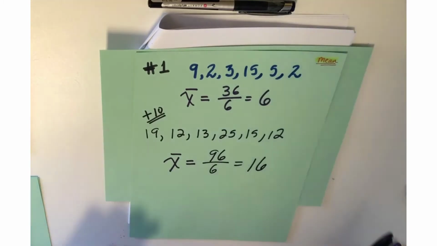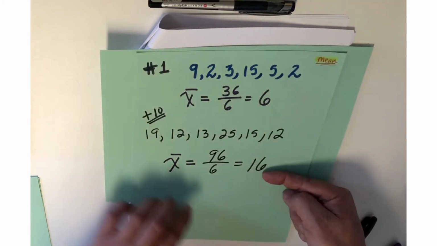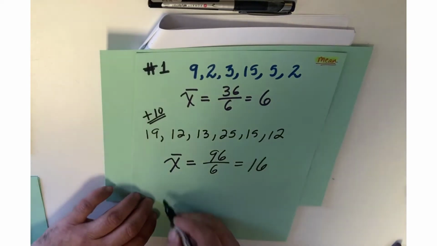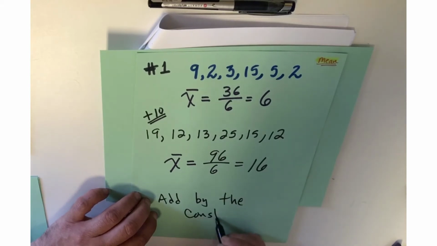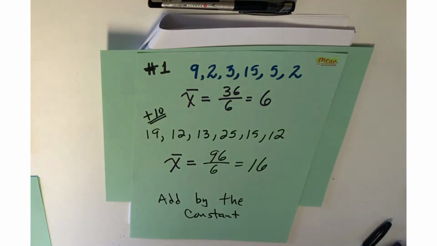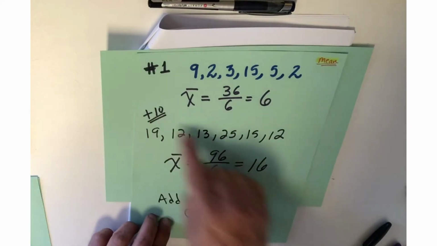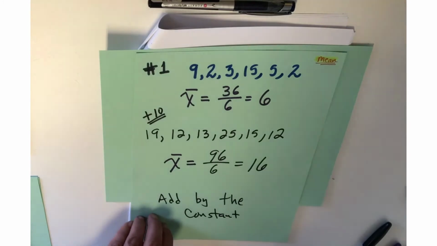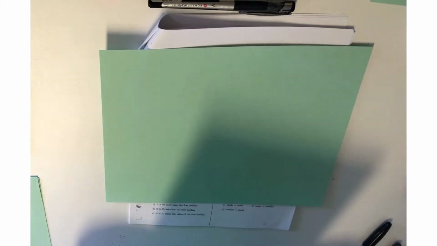And looky here, my prediction was correct. What happened between my first mean and my second mean is I added the constant, 10. So from here on out, if I don't want to do all the math, I just say add 10 to the mean and then say add by the constant. If you just say this, I will understand why you did it. Okay, that's number 1. Let's go take a look at number 2.